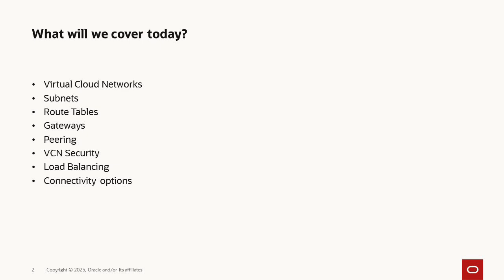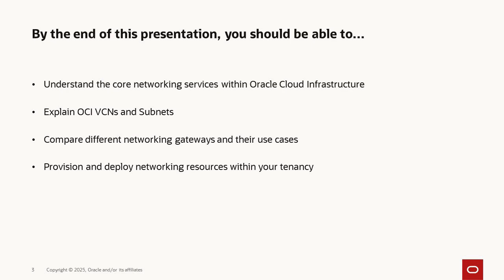Today we will be covering the following OCI networking services. So virtual cloud networks, or you'll often see them referred to as VCNs throughout the presentation, subnets, route tables, the different gateway offerings, our peering options, VCN security, load balancing service, and connectivity options. And by the end of this presentation, we expect you to be able to understand the core networking services within OCI, explain OCI VCNs and subnets, compare different networking gateways and their use cases, and be able to provision and deploy networking resources within your own tenancy.